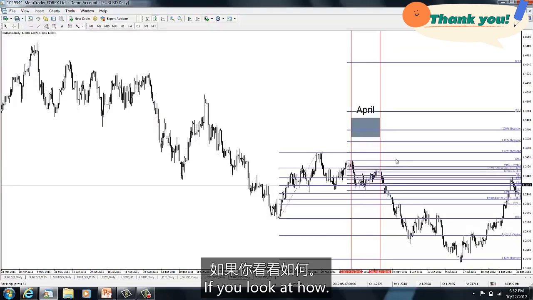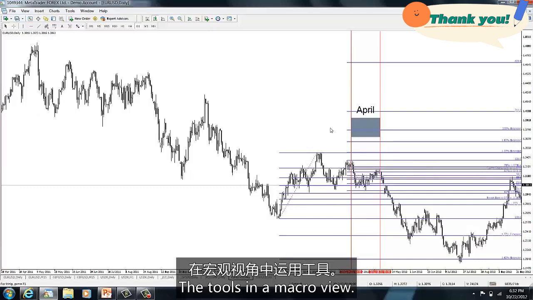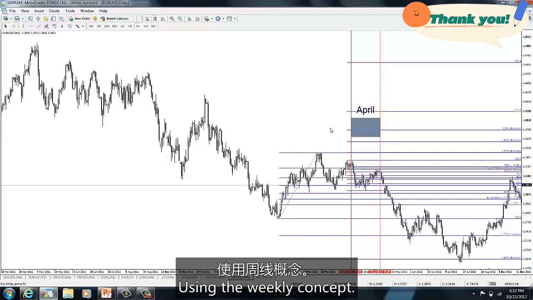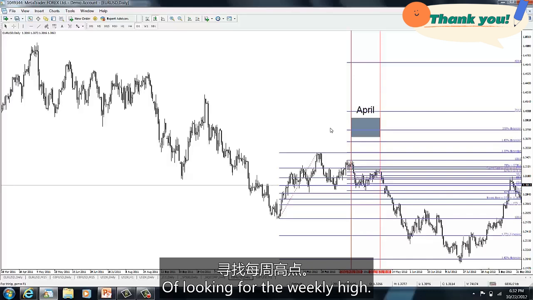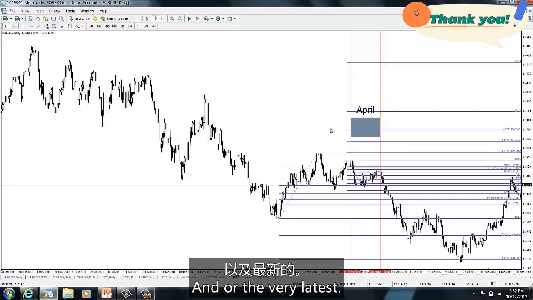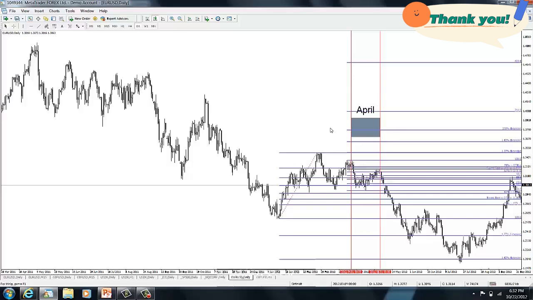And if you look at how the tools on a macro view really help you get in sync with these trends, you're just going to use the simple short-term analysis concepts to get you in the trades. Judas swings, intraday optimal trade entries, using the weekly concept of looking for the weekly high Monday to Tuesday's London Open, or at the very latest Wednesday's London Open.